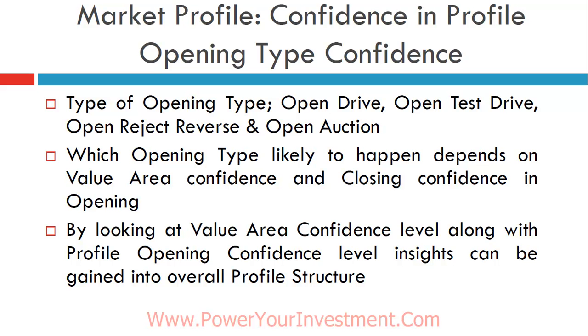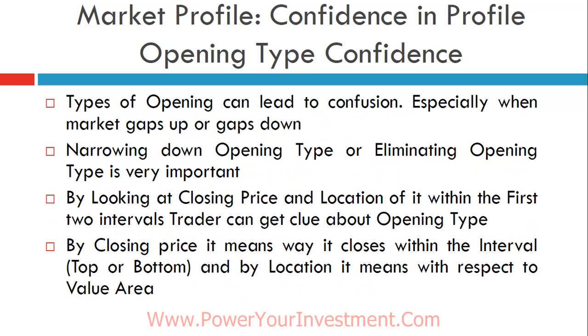So just by taking a look at the previous value area, the confidence level exhibited by the value area, and some of the filters that we're going to look at in the current opening type confidence, we can know what kind of market, what kind of profile is shaping up. That can give us a tremendous advantage as traders. Now, why are such filters necessary? Because at times, when the market gaps down or gaps up, the opening type can be a little bit confusing.